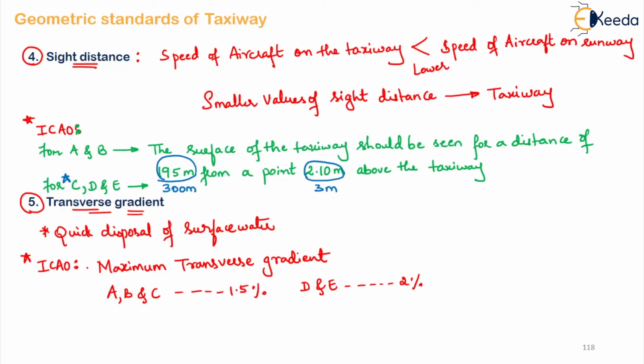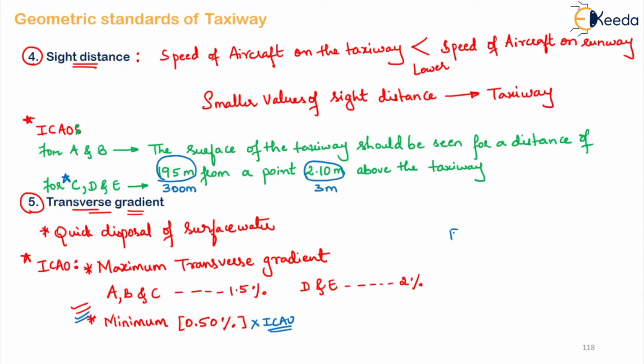Now along with the maximum, there is also a minimum recommendation. The minimum compulsory we have to give, I told you. The minimum is generally not specified by ICAO, but according to standards it should be at least 0.0% transverse gradient. This is just based on some standards, not based on ICAO. ICAO doesn't give any standards for your minimum transverse gradient.